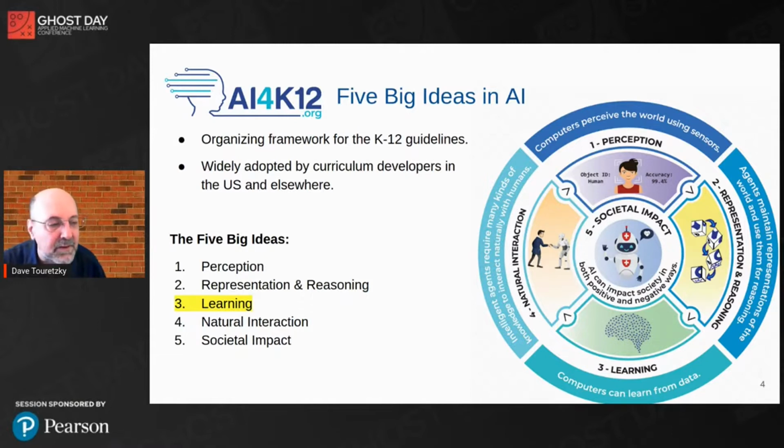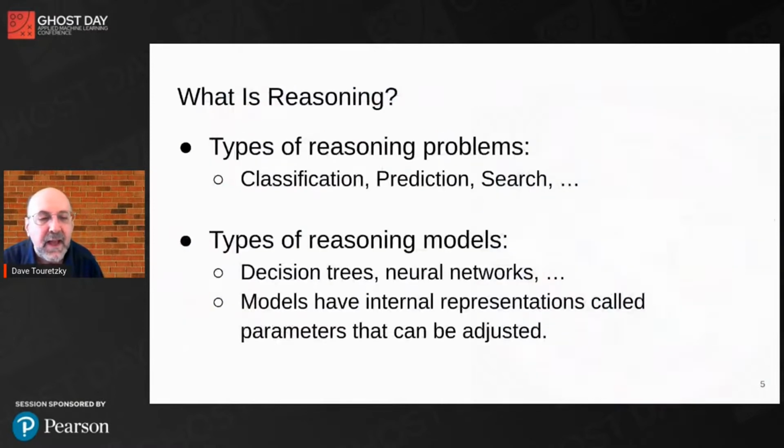So today I'm going to focus on big idea 3, machine learning. But before I do that, because learning is intimately connected to reasoning, I want to talk about what we want students to come away from as far as understanding reasoning. And so here are 2 key things that we want every student to know. One of them is the idea that there are different types of reasoning problems. So classification, prediction, search, all of these are covered in various places in the guidelines.